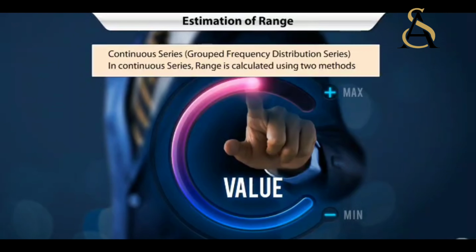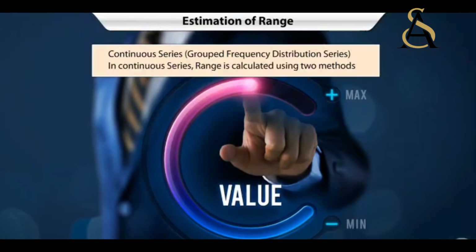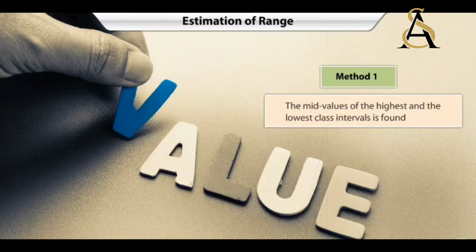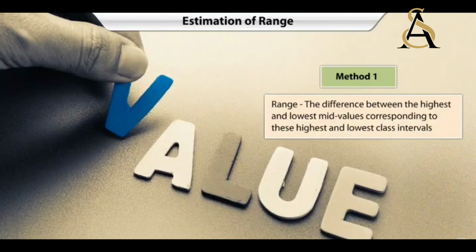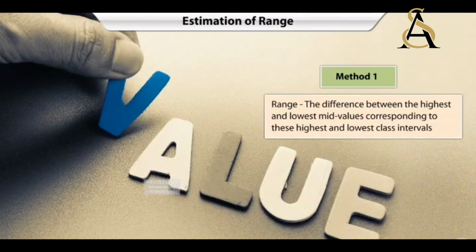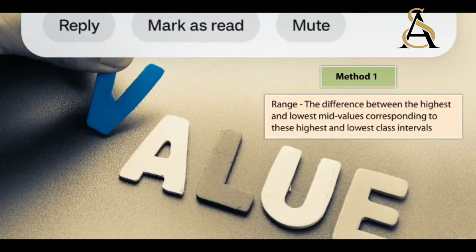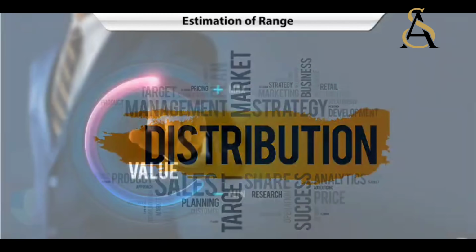Continuous series, grouped frequency distribution series. In continuous series, range is calculated using two methods. Method 1. In method 1, the mid values of the highest and the lowest class intervals are found. The difference between the highest and the lowest mid values corresponding to these highest and lowest class intervals would be the range. The frequencies of the distribution are not taken into account.